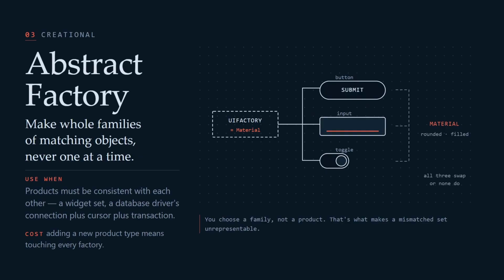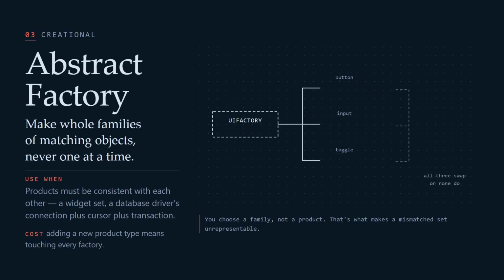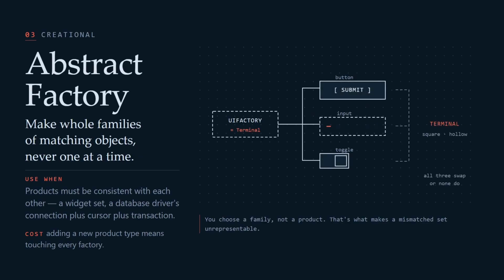You don't pick a product, you pick a family. Switch the factory and the button, input and toggle all change together. A mismatched set becomes impossible. The catch, a new product type means editing every factory.